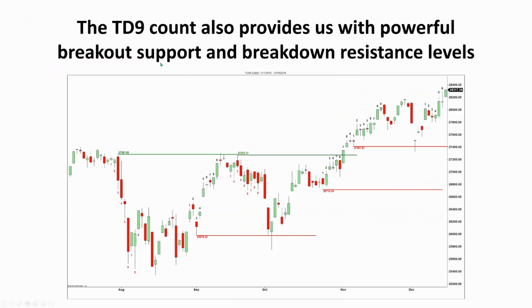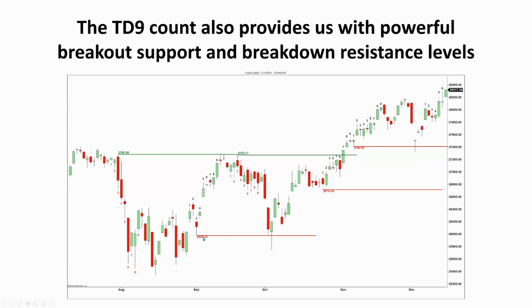Now, the TD 9 count also provides us with powerful breakout support and breakdown resistance levels. And this is really a cool tool. This is really important for you to understand. So we're not just using this tool to identify potential tops and bottoms. We're also trying to understand, where did price break out of? Where was the breakout, or where was the breakdown? And the breakout, in this case, around 25,978, right here in the September timeframe. This is for the Dow Jones. It's a daily chart.